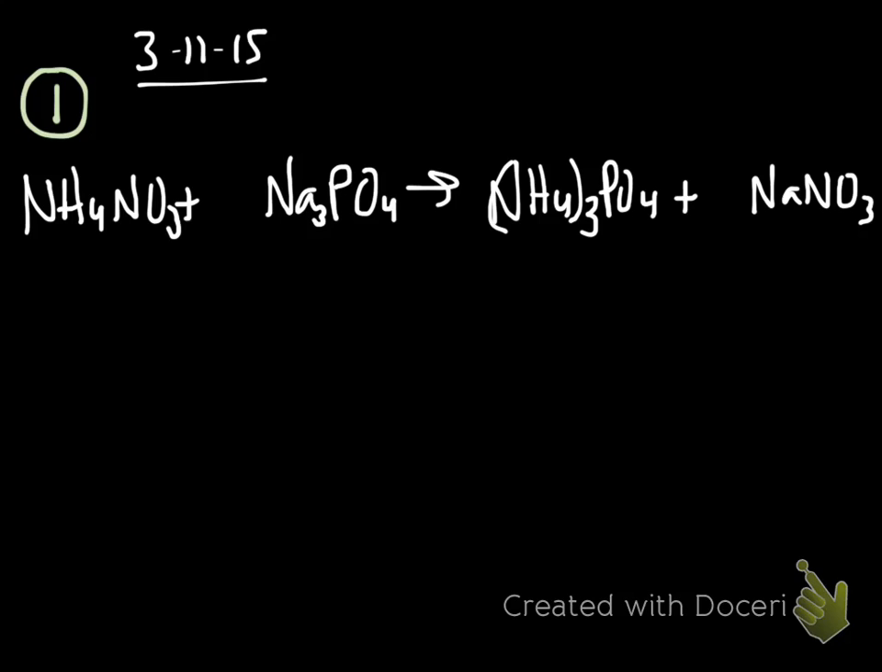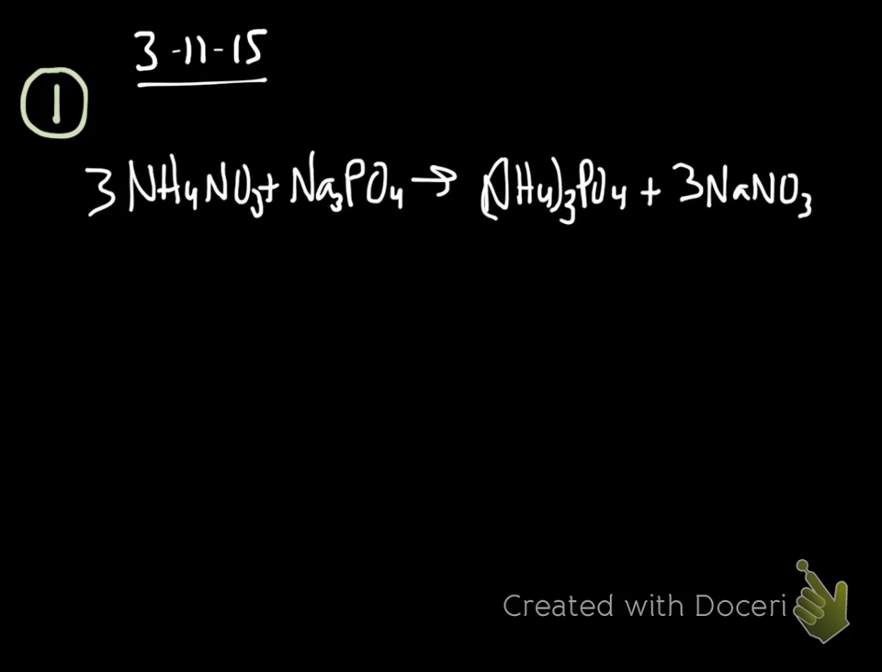Okay, let me get that number in there. 3 ammonium nitrates and 3 sodium nitrates. Yep, that's it. That gets you balanced. So now we have a balanced chemical reaction to work from.